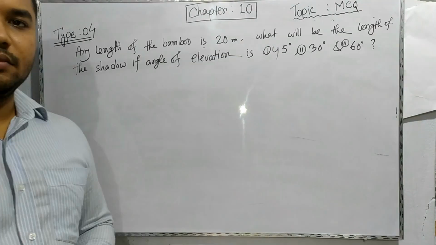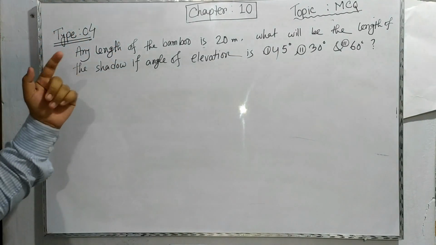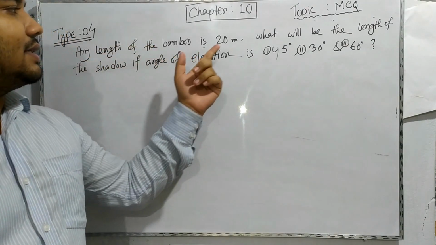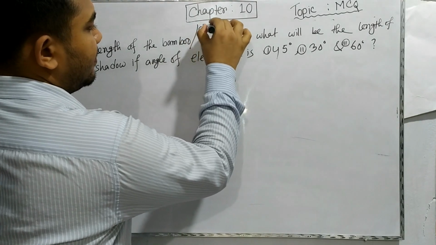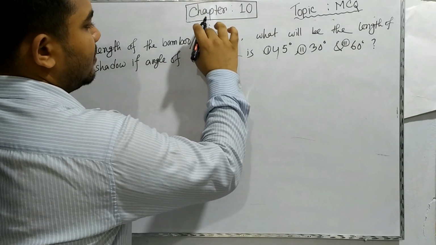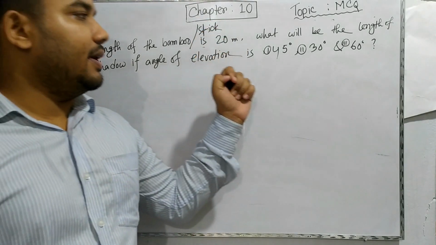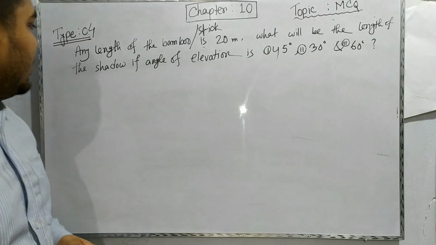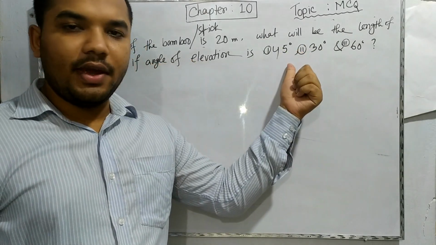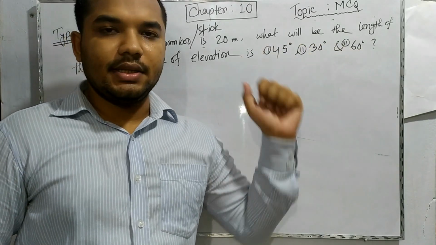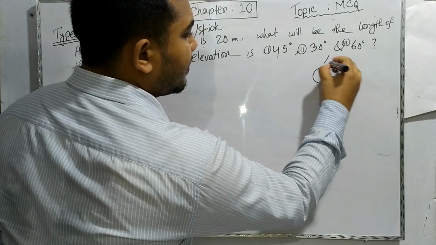Now our fourth type is, the length of a bamboo is 20 meter. It can be a stick also. What will be the length of the shadow if the angle of elevation is 45 degree, 30 degree and 60 degree? Okay, I will explain it clearly.